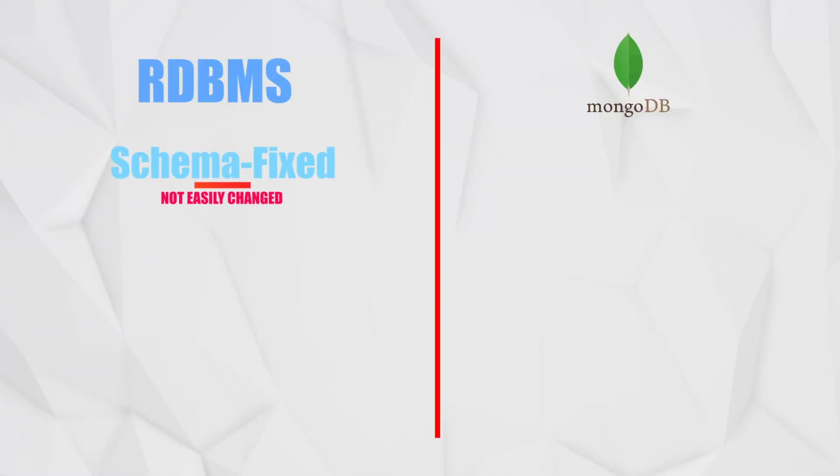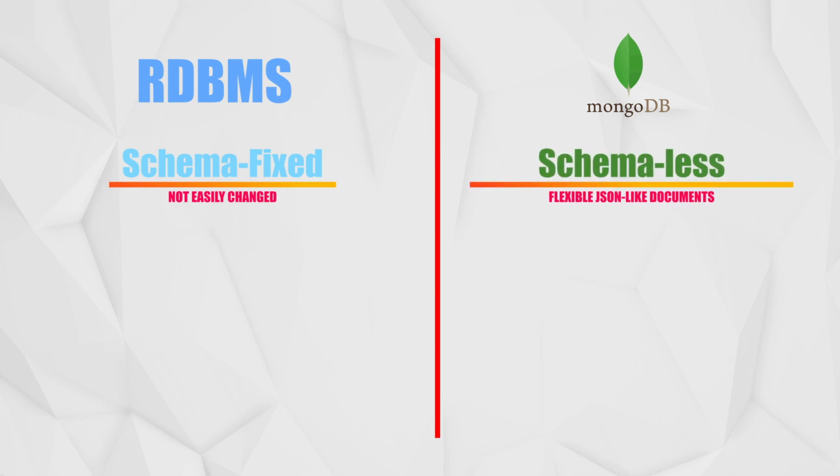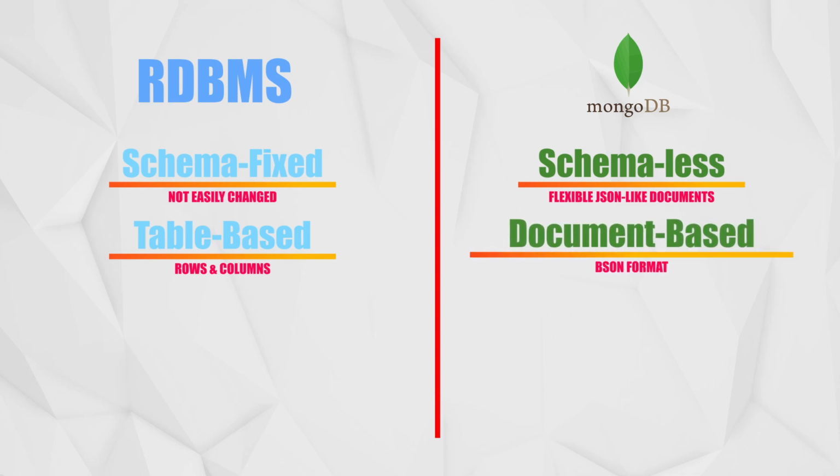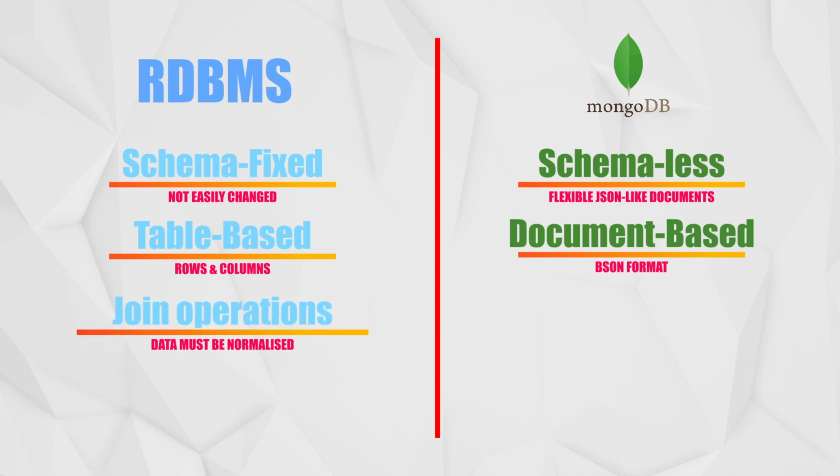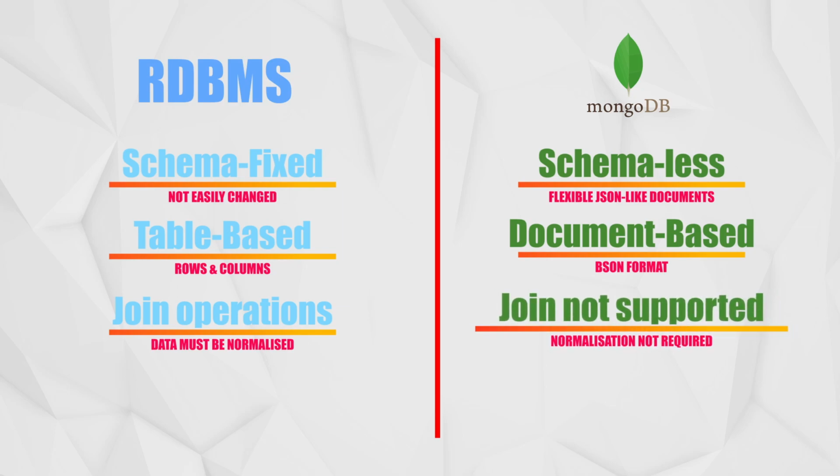NoSQL databases, also known as non-relational databases, differ from the relational database management system in several ways. Relational database schema is fixed and cannot be easily changed, while MongoDB is schemaless, which stores data in flexible JSON-like documents. Relational database is table-based with rows and columns, whereas MongoDB is document-based. Relational database allows join operations to query data across tables and requires data to be normalized. Instead, MongoDB doesn't support joins and doesn't require normalization.